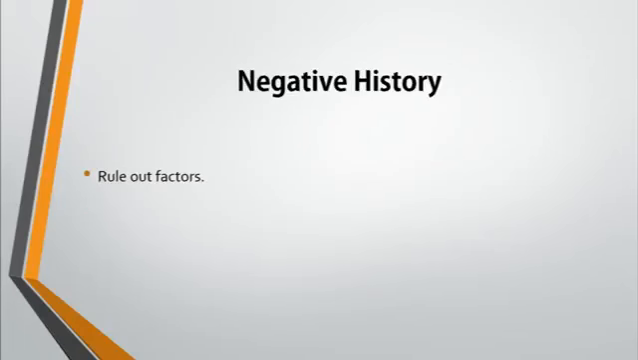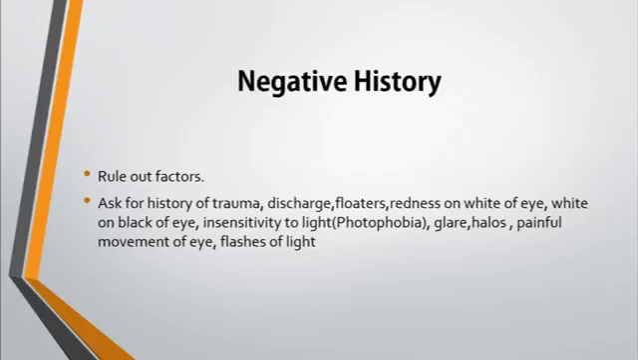Negative history. Rule out factors. Ask for history of trauma, discharge, floaters, redness on white of eye, white on black of eye, insensitivity to light, photophobia, glare, halos, painful movement of eye, flashes of light, micropsia, macropsia. This helps us in ruling out certain diseases. For example, if the patient says he sees something floating, it directs us towards a possible vitreous condition.